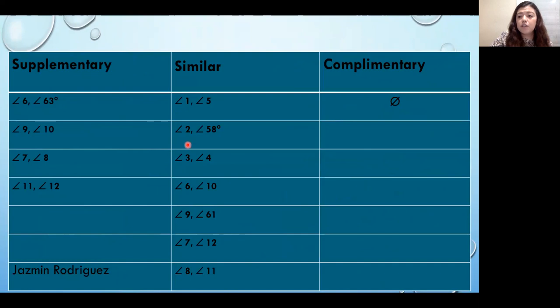Perfect. So this is going to be our summarization of our different angles that we just discovered in the previous form. And as we can see, we had no complementary angles. And why is that? That's because in our graph that we were given, our figure, we had no two angles whose sum added up to be 90 degrees. And therefore, we have 0.